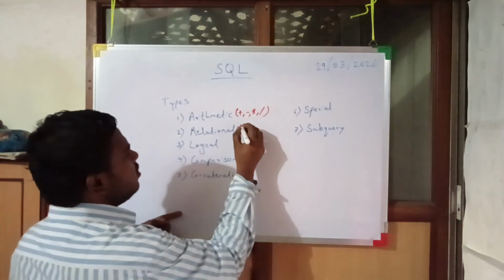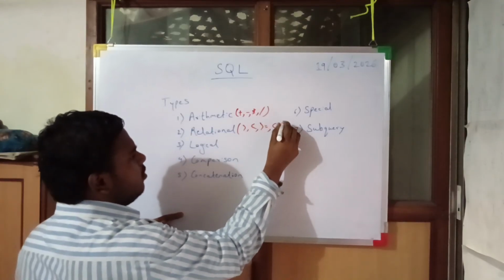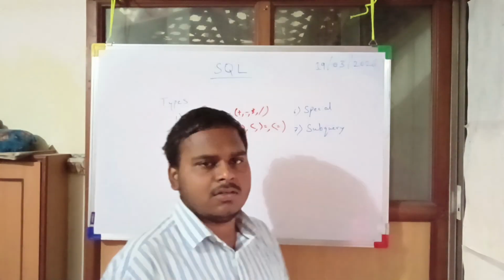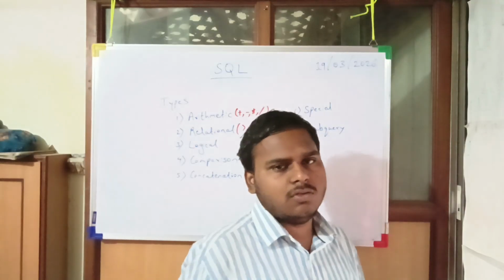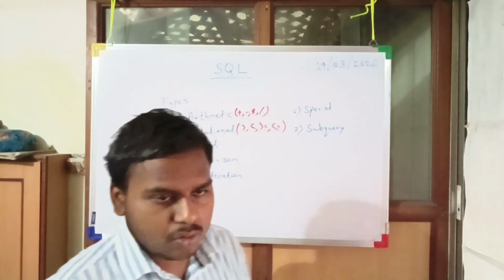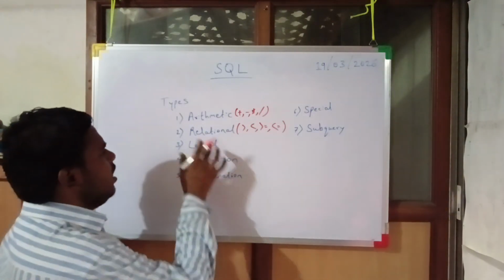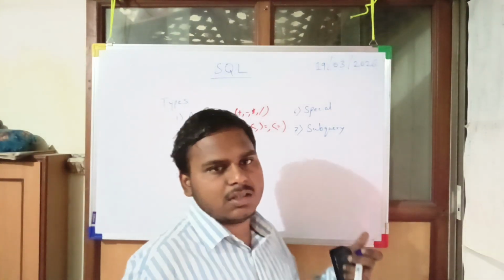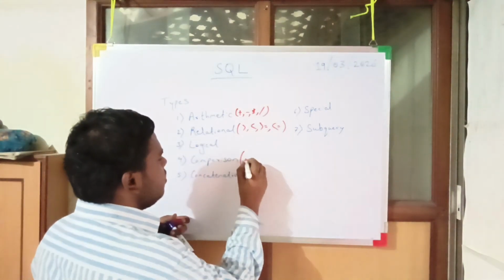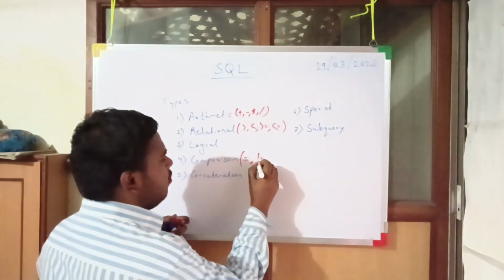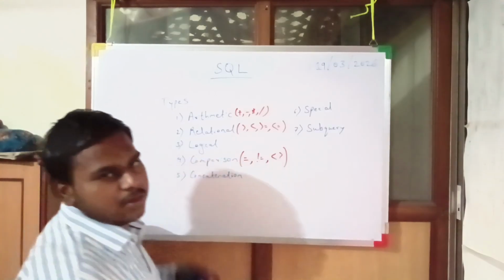Relational means greater than, less than, greater than or equal to, less than or equal to. That means salary greater than 2000, salary greater than or equal to 2000, salary less than 2000, salary less than or equal to 2000. For this type of question, we can use relational operators. Arithmetic and relational we have seen before in the selection and expression topics. Comparison means equal to, not equal to. Not equal to can also be written like this, which is also not equal to in Oracle SQL.